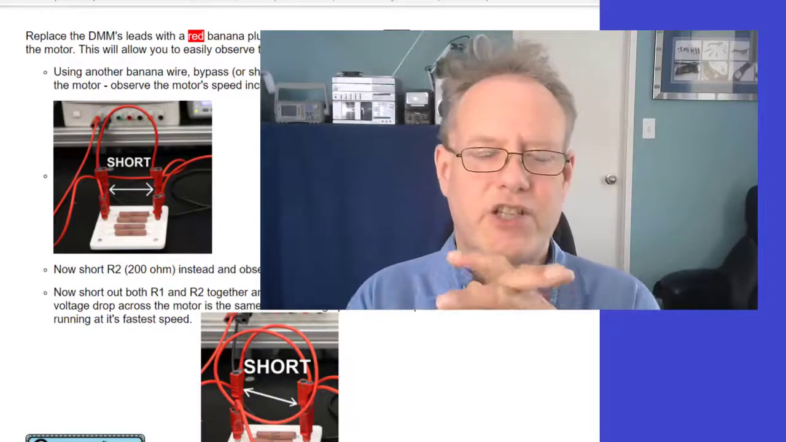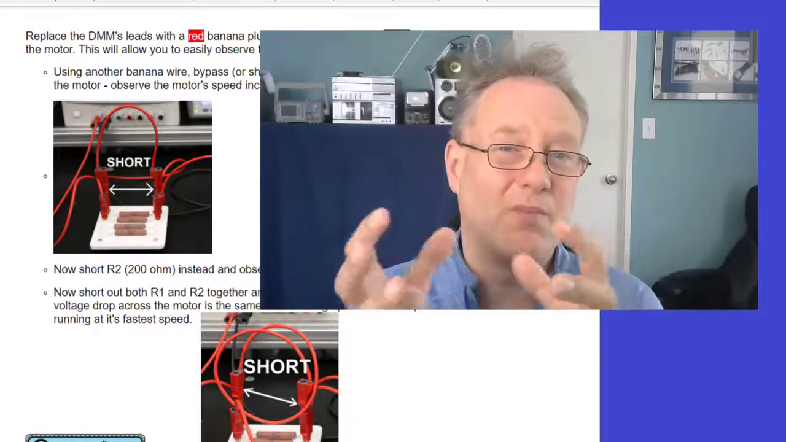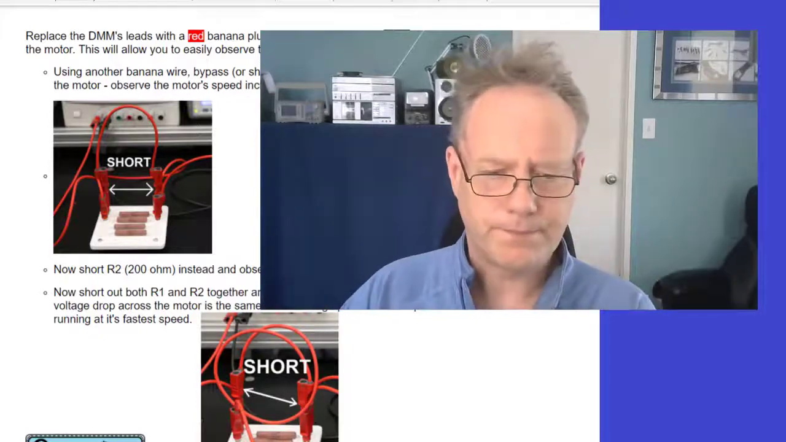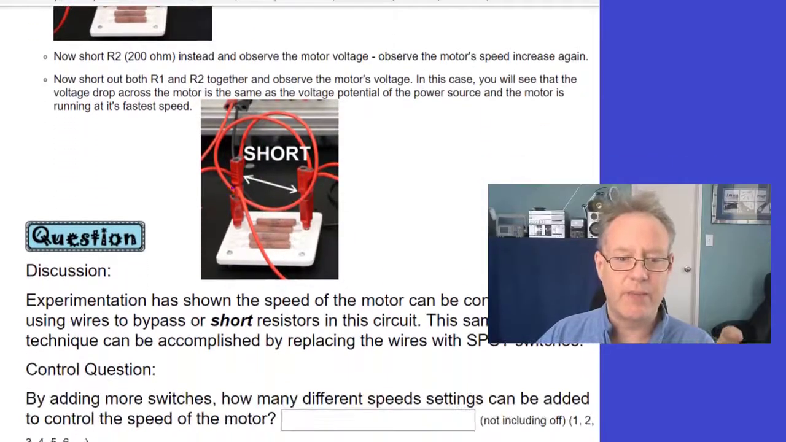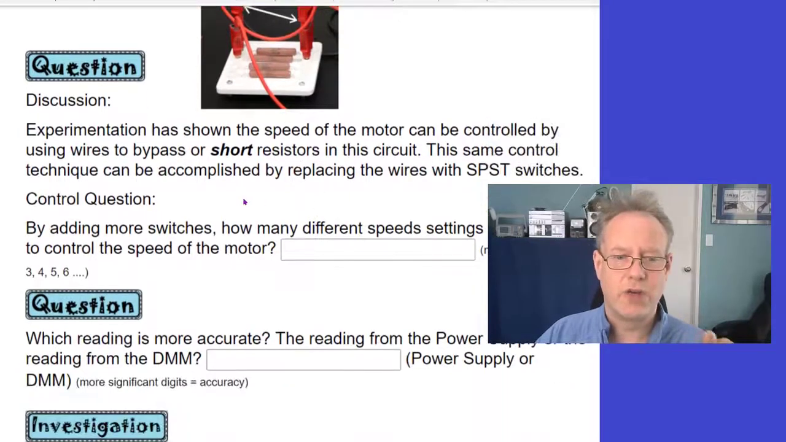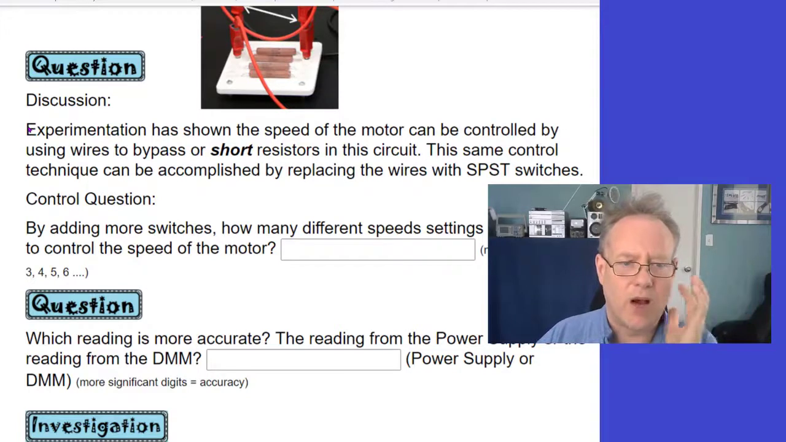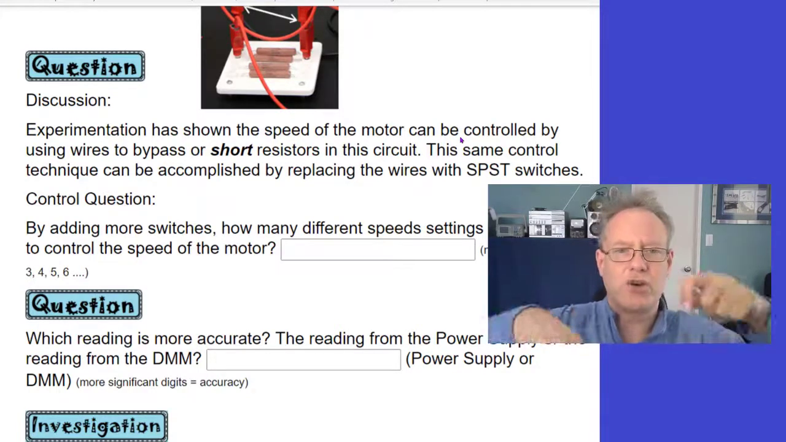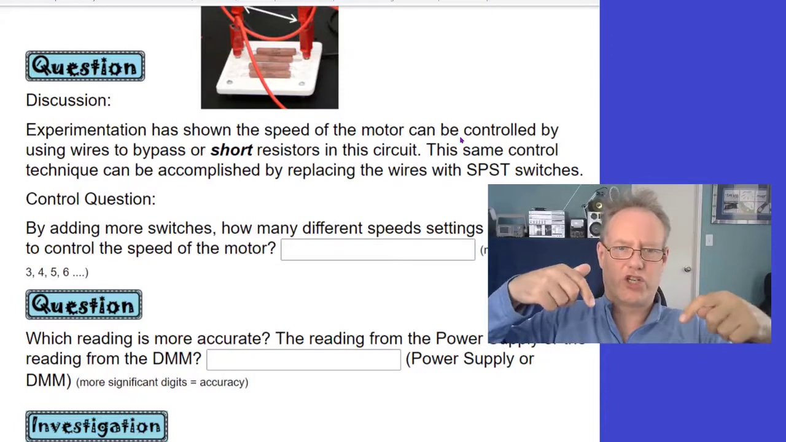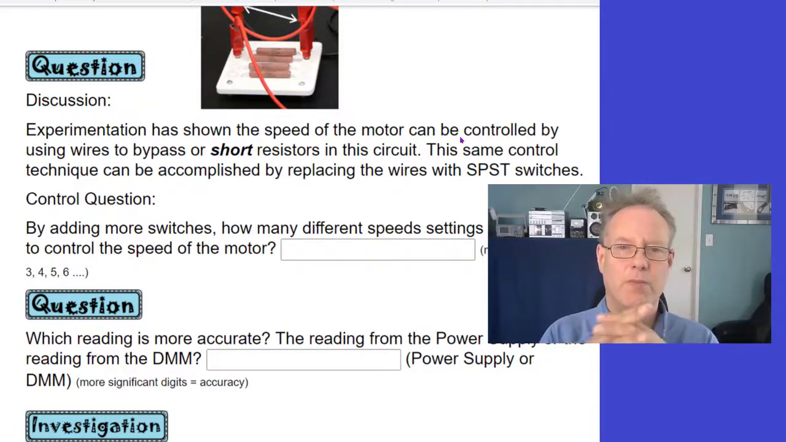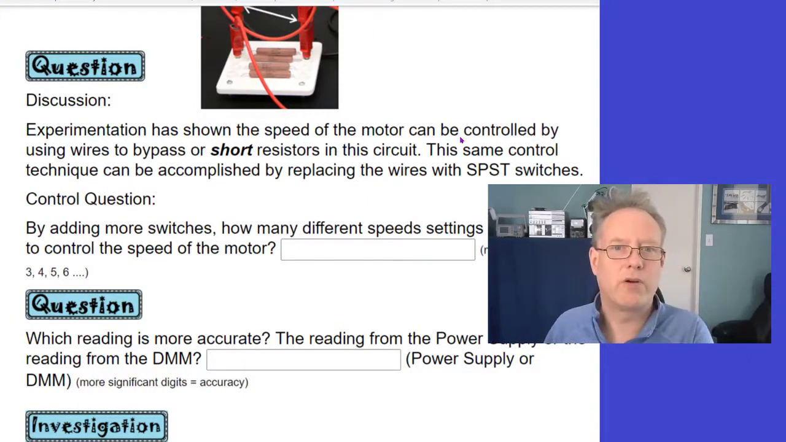So that changes the total resistance in the circuit, and you'll see that the motor speeds up. You're going to do that, and then make another short, and answer these questions. Make sure you read all of this before you go, and you'll read it in the lab as well. The experiment shows the speed of the motor. You're going to control the motor by shorting out the resistors. The reason the motor is speeding up is because the resistors are stealing some of the voltage. If you take the resistor out of the picture and short it out, then that resistor is not stealing any voltage, and the motor gets it. So the motor goes faster.